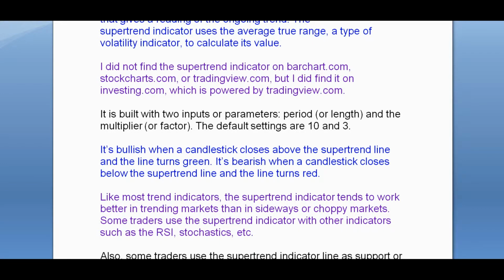Now, it is built with two inputs or parameters. The first one is the period or length, and the other one is the multiplier or factor. The default settings are 10 for the period and 3 for the multiplier, and you could just use those unless you have a reason to change it.